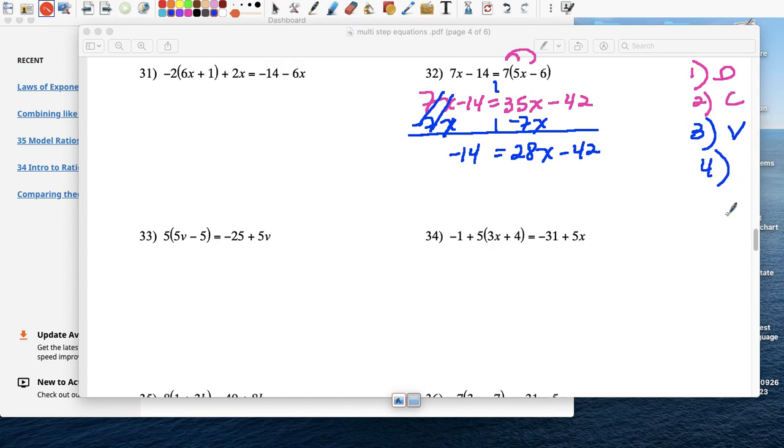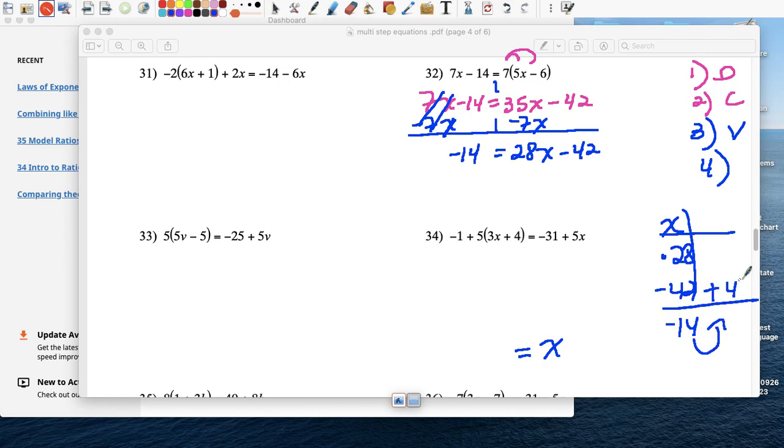Now 4, 5, and 6 say, hey, remember we have to make the equation look like that. So let's get rid of the 42, and then let's get rid of 28. That's what 4 and 5 say. So in my little guide, I have a variable called x, which is being multiplied by 28, and then subtract 42 gives me negative 14. So the two inverse operations will be plus 42 and divide by 28. Let's do that.